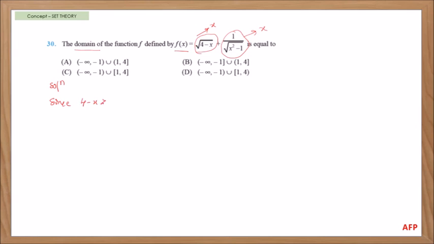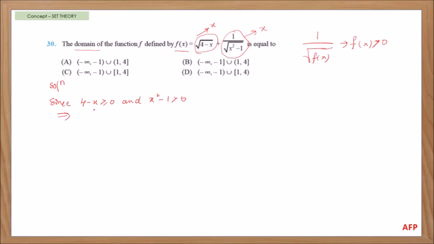4 minus x should be greater than or equal to 0, and for 1 divided by square root of 1 plus x, 1 divided by square root of f of x or any term, this is defined only when f of x is greater than 0. You should not write equal to 0. If it is equal to 0, 1 divided by 0 is undefined in mathematics. So I will take x square minus 1 greater than 0.